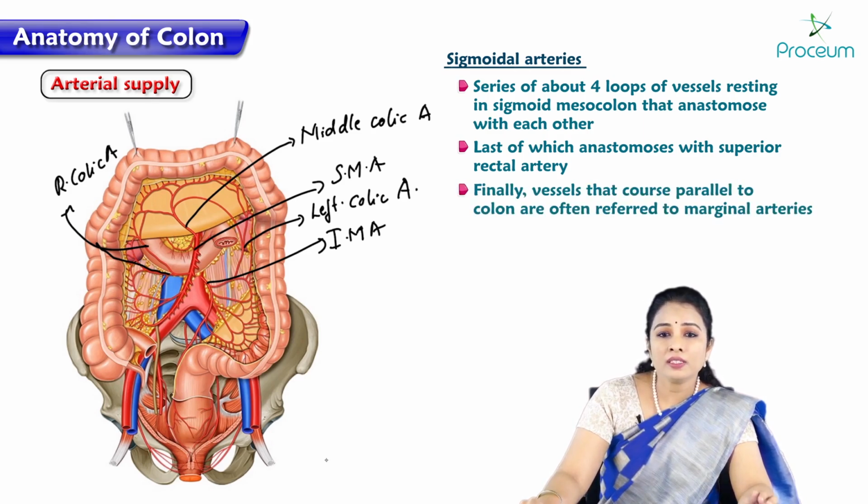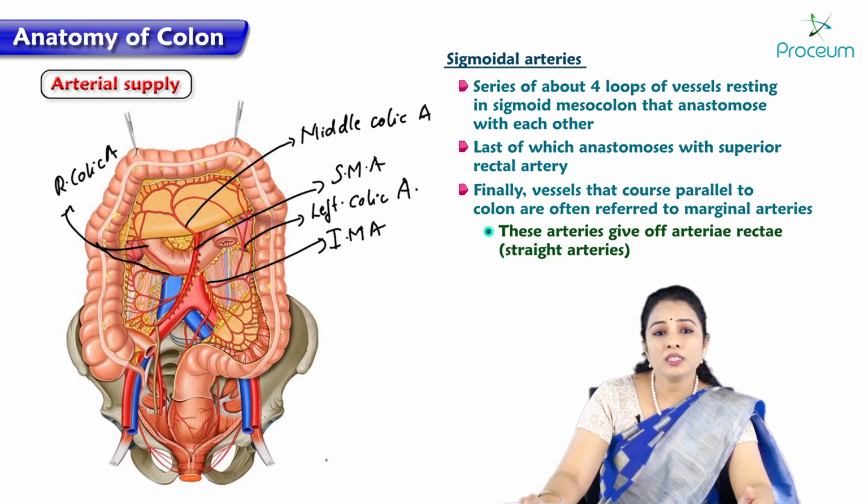Finally, the vessels that course parallel to the colon are often referred to as marginal arteries. These marginal arteries give off arteria recti, that is the straight arteries, which supply the colon directly.